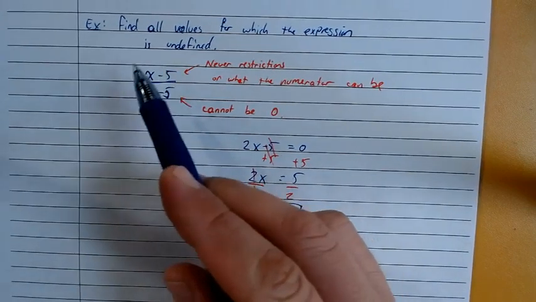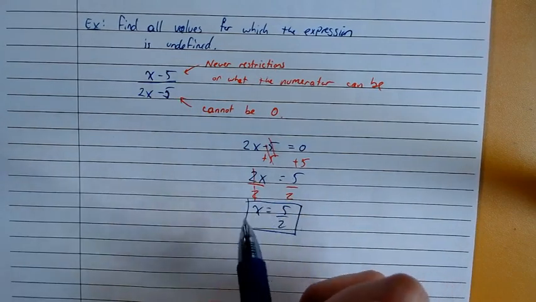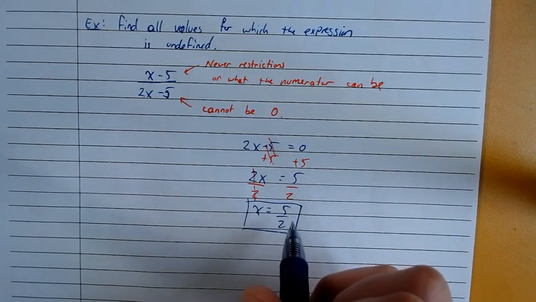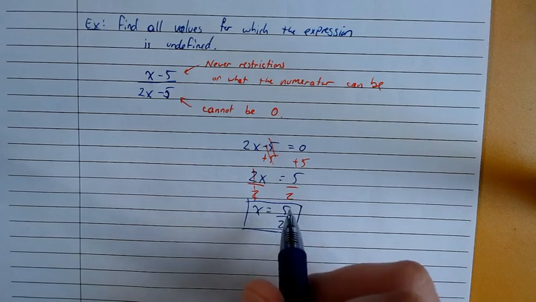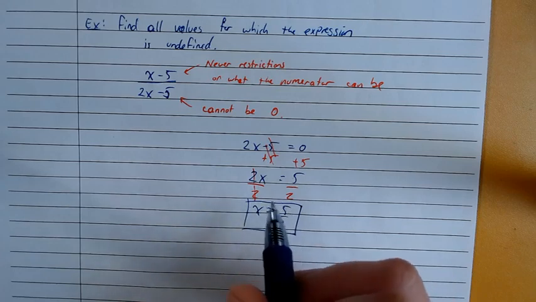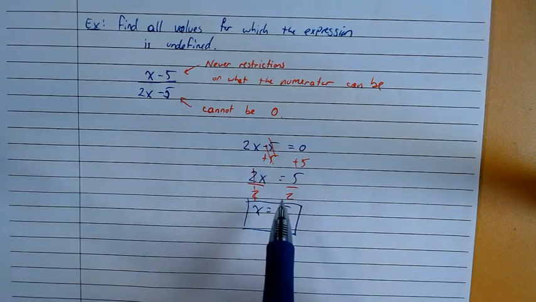Note that we could evaluate this for any other number. We could evaluate it for x equals negative 5 halves. We could evaluate it for x equals 0. We could evaluate it for x equals 400. Doesn't matter. Any number except for that one.